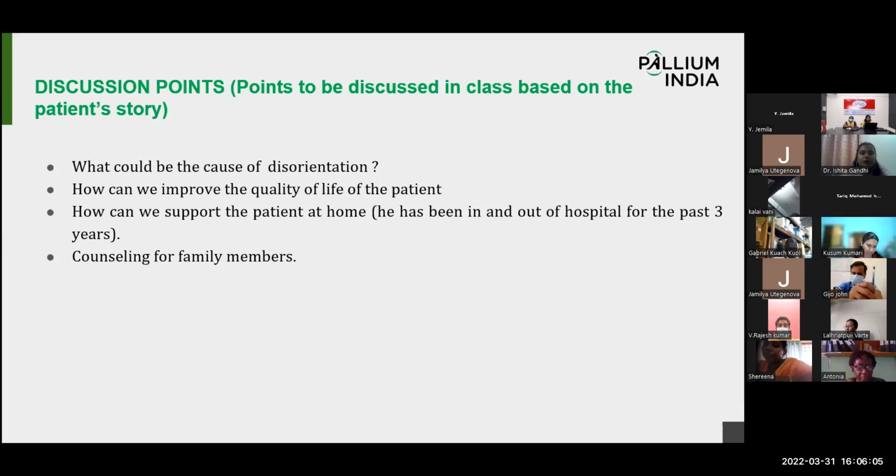Now, we have moved to the second question. How do you improve the quality of life of this particular patient? What is the first step? Okay, Kalaivani says, explain the treatment plan to the patient and family. Very good. Health education, yes.